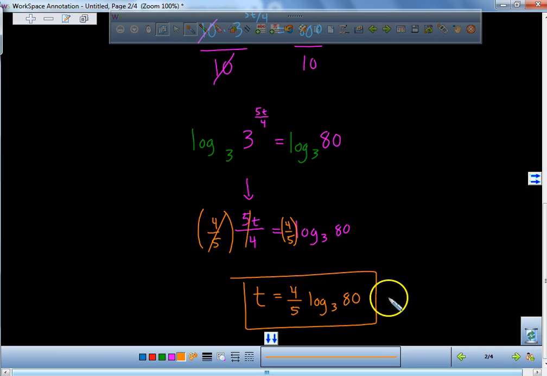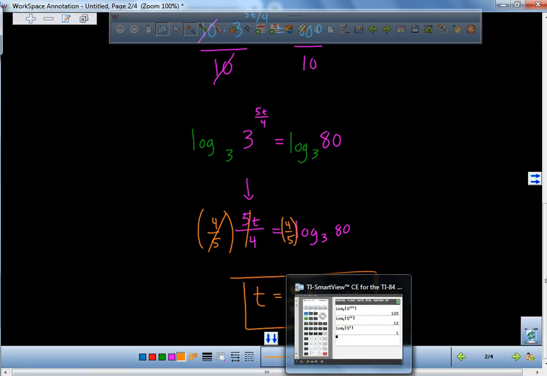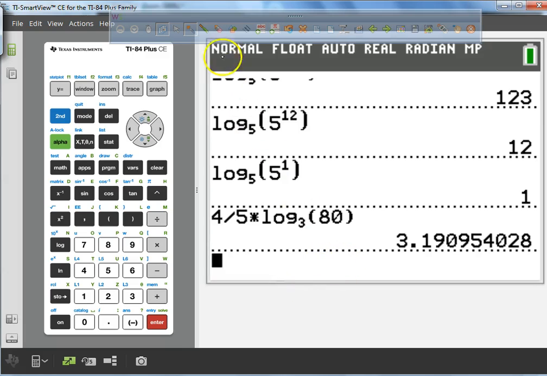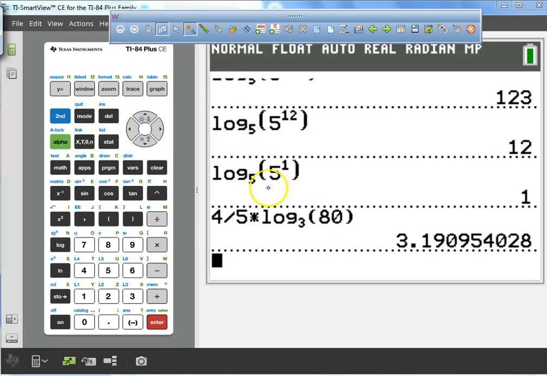That's the exact answer, but I want to find the approximate value. So here's how you could do it in the graphing calculator. I'm going to do 4 divided by 5, hit multiply, and then hit alpha window number 5. I'm going to put a 3 there and an 80 there. Press enter.